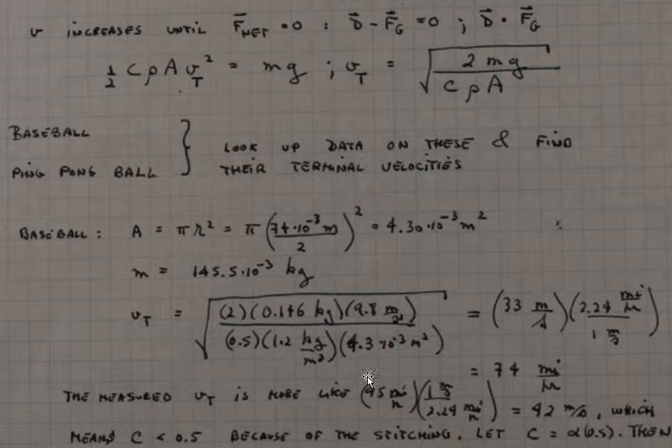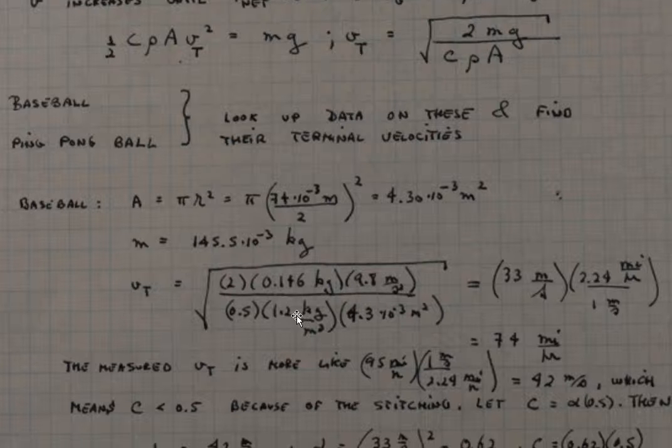Interestingly, if I look this up on Google, the terminal velocity of a baseball is more like 95 miles per hour, which converts back to 42 meters per second. That must mean all the other assumptions are okay, but the C value that we assumed is too big. It must be a smaller C corresponding to a bigger v. And that has to be because of the stitching. The stitching is giving the baseball some aerodynamical features. It's not just a sphere. A ping pong ball is just a sphere, but a baseball is not.